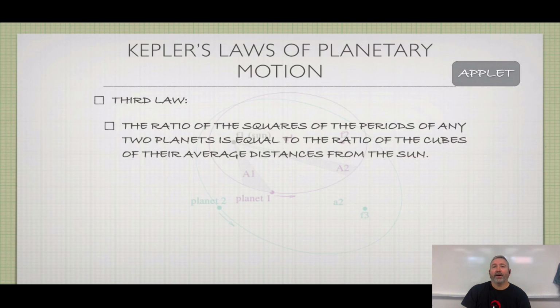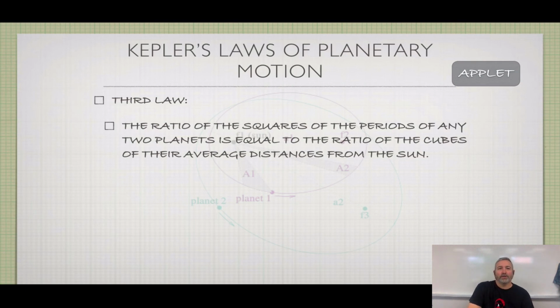And he was able to figure out that the average distance from the sun and that period, which is the time it takes to happen once, are related. I have no idea how he came up with this relationship, but it goes with the second law: the closer a planet is to the sun, the faster it's moving in its orbit. Planets that are closer move faster than planets that are farther away. You can see it in words here. The ratio of the squares of the periods of any two planets is equal to the ratio of the cubes of their average distances from the sun.